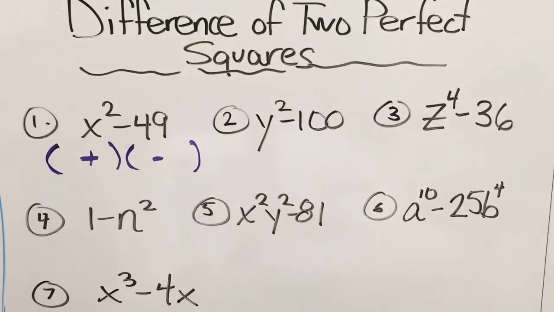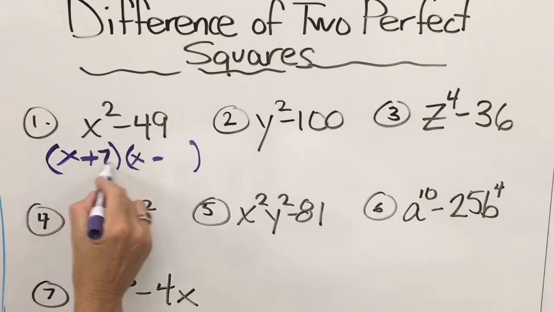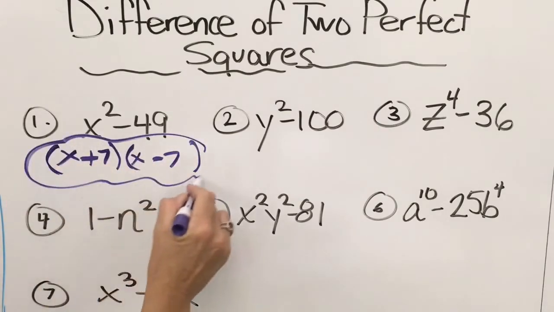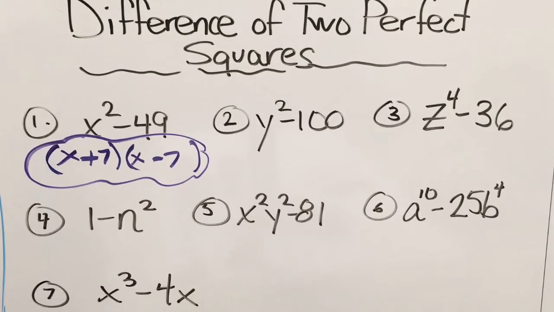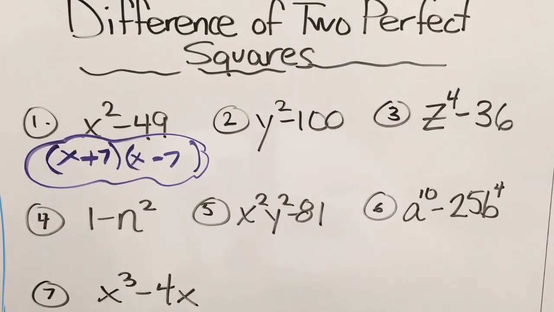You say to yourself, what's the square root of x squared? X goes first. The square root of 49, 7 goes next. And there's your answer. And if you wanted to FOIL that out, you would find out that the two middle terms cancel, which is why there's no middle term up here in the original problem.